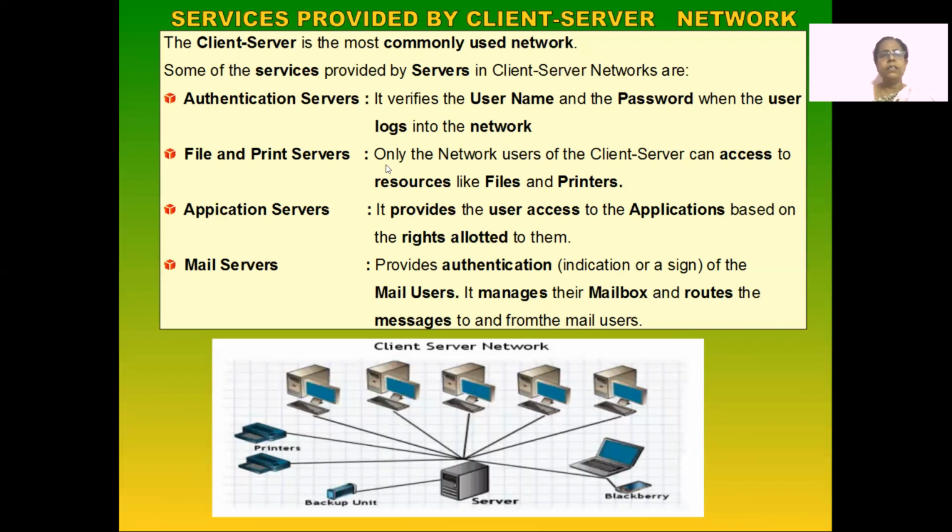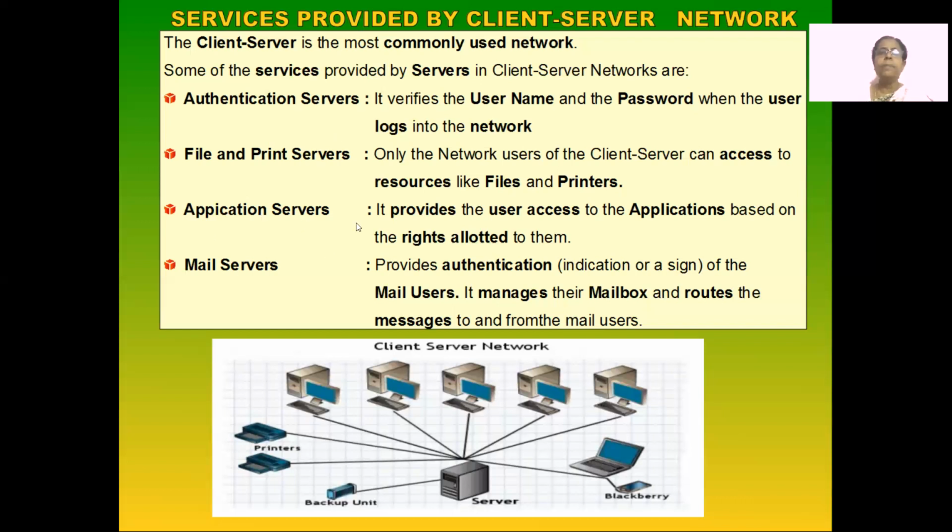Now, the file and print server is another type of service. I told you each computer can have different services. You have multiple servers with multiple services. Only the network users of the client-to-server network can access resources like files and printers. If you're in a room, you can access all the files, and even if it is a big area, then more files, and you can access even the printer only if you are coming under this type of network. Another type of server is the application server. These are the different types of servers that are there.